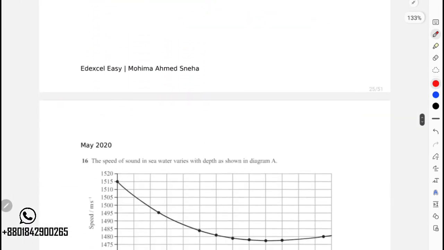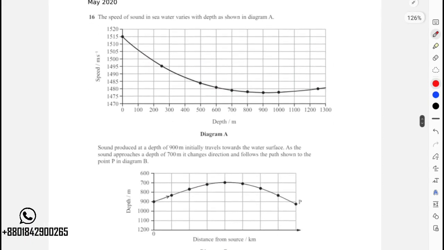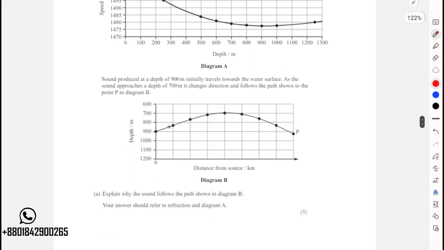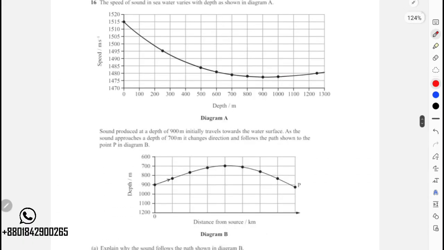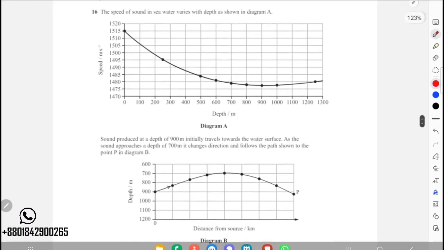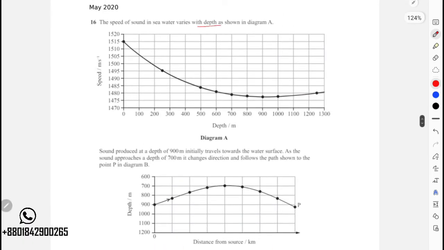Okay, then the next part is about May 2020. This question was a little bit tricky. In this question you have to connect this with reflection and refraction, right? Now in this question it says that the speed of sound in seawater varies with depth as shown in diagram A. From this part we have speed on the y-axis and depth on the x-axis.